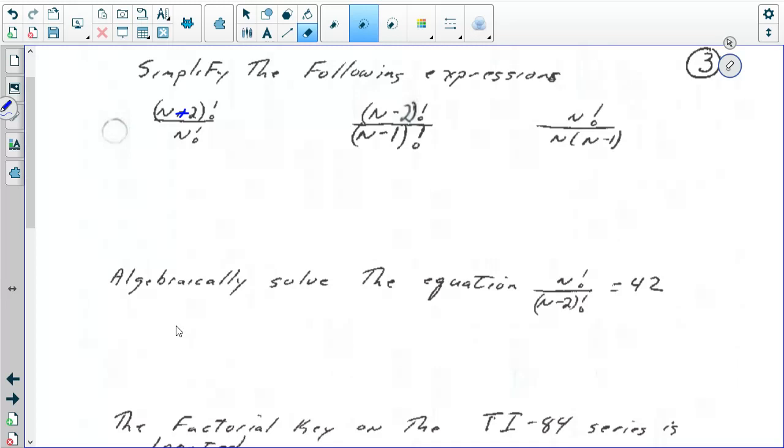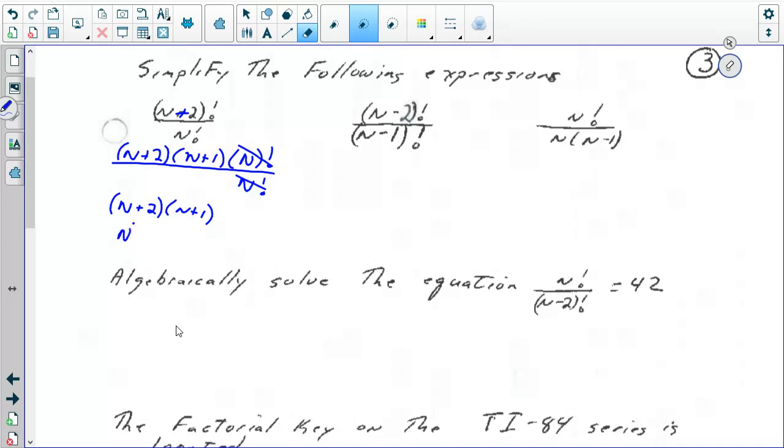So if I want to reduce this, what's the larger number? N plus 2 factorial or n factorial? The n plus 2 is going to be larger, so I'm going to expand the n plus 2. N plus 2, n plus 1. Hey, there's my n. I now can cross off my n factorials. So I expanded the larger number and crossed off. My answer is n plus 2 times n plus 1.